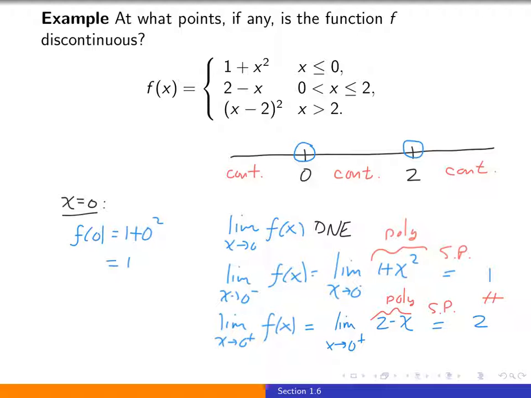And by the definition of continuity, if the limit as you approach 0 of the function does not exist, this is telling us that our function f is discontinuous at x equals 0. So discontinuous at x equals 0. Now we need to go on and check the point at 2.